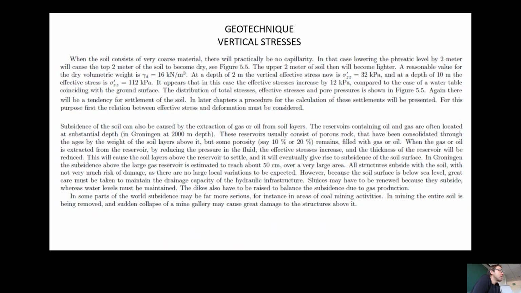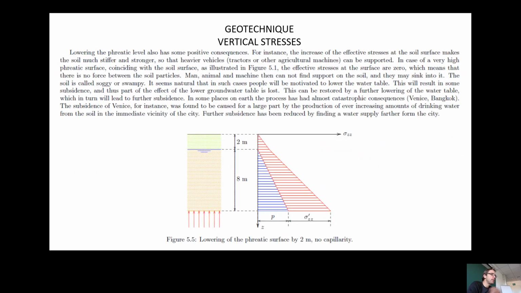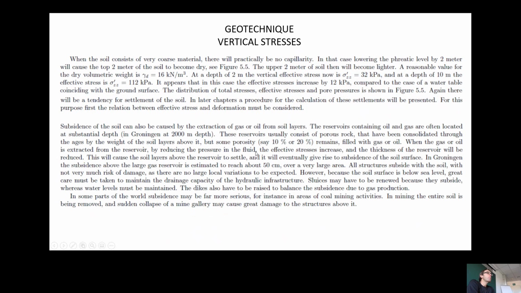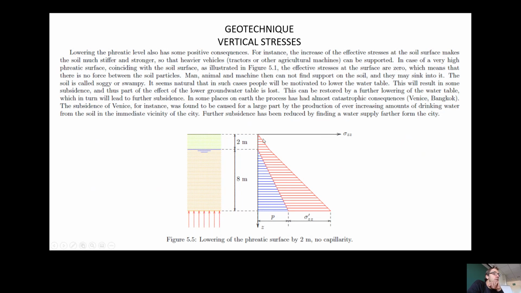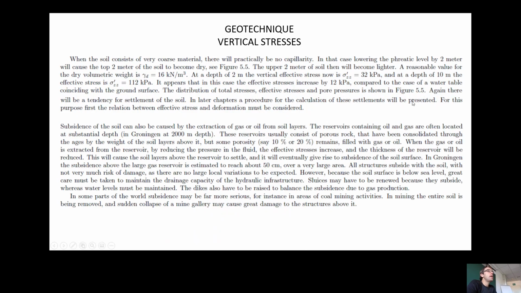And when the soil consists of a very coarse material, there will practically be no capillarity. And in that case, lowering the phreatic level, for example, by 2 meters, will cause the top 2 meters of the soil to become dry, as here in this picture. And so it means that the upper 2 meters of the soil will become lighter. You see that there is no water here. A reasonable value for the dry volumetric weight is, for example, gamma D.